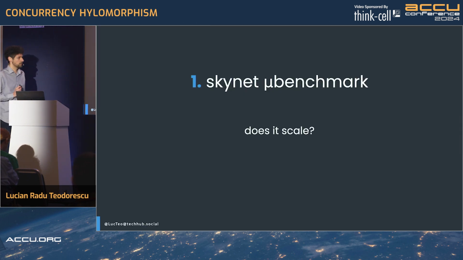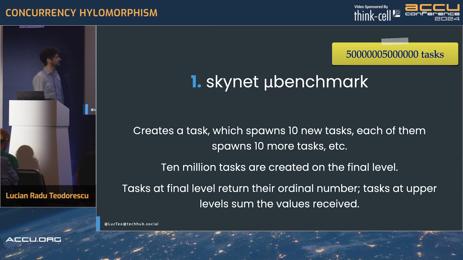So the first performance measurement we are going to look at is the Skynet benchmark. The question we are trying to answer with this benchmark is, does it scale? Can I have a model that just works on big projects? The idea of this micro-benchmark is you create a task which spawns 10 new tasks. Each of them spawns 10 new tasks, and so on, 10 new tasks at each level. And when you reach the bottom level, you need to have 10 million tasks created.